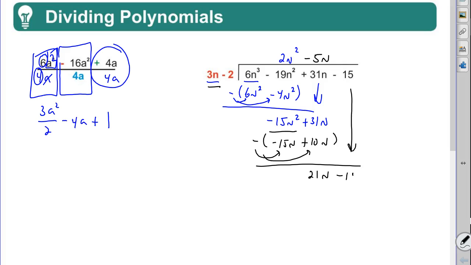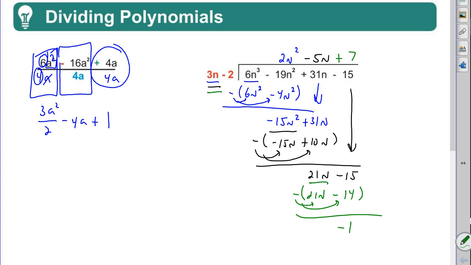Bring down my negative 15. Now again, remember, it's the front divided by the front. So 21n divided by 3n is a positive 7. All right, distribute. 3n times 7 is a 21n. Negative 2 times 7 is a negative 14. And again, don't forget, we're subtracting. Distribute the negative. Front term is 0. The back term, you get 15 negatives and 14 positives. You get a negative 1.